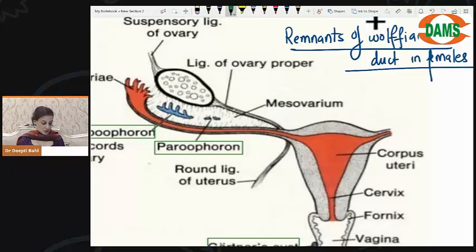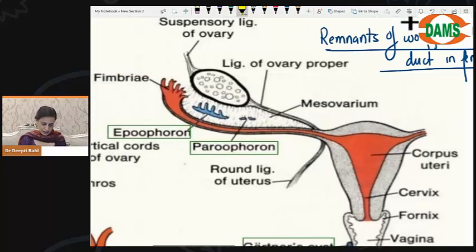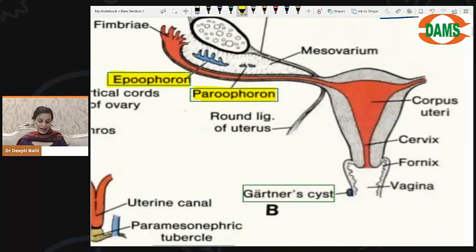So look at the blue things that you see here. The one blue thing that you see here is called the epoophoron. The other blue structure that you see here is the paroophoron. And we have yet another blue structure, which is called Gartner's duct. Here we are showing you the cystic form of it. We'll talk about it a little later.